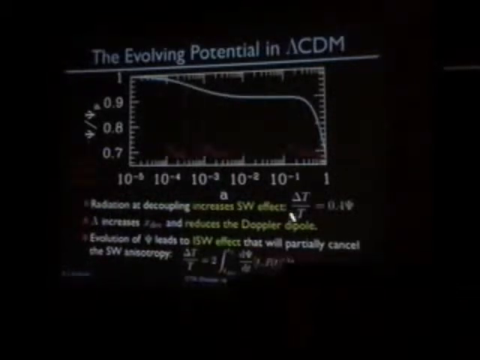So radiation at decoupling increases the Sachs-Wolfe effect due to the fact that the potential is a little bit larger than we used before to get that factor of 1/3. So instead of 1/3, we get about 0.4.